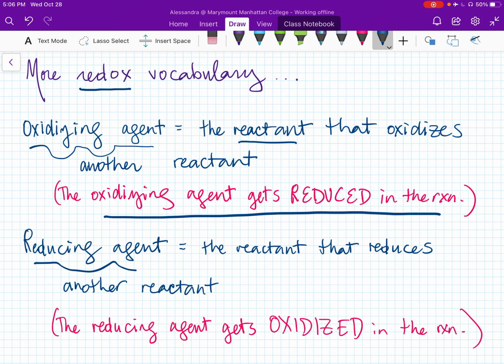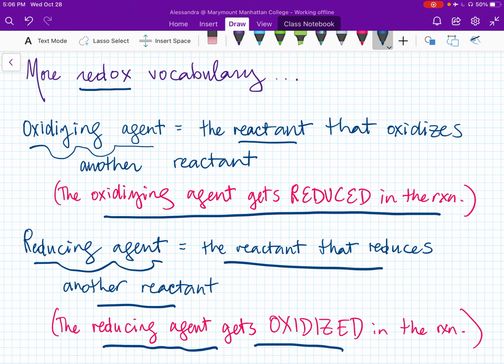Conversely, the reducing agent is a species on the left side of the equation that reduces another reactant. So a reducing agent is a reactant that reduces something else. And as a consequence, the reducing agent itself becomes oxidized over the course of the redox reaction.